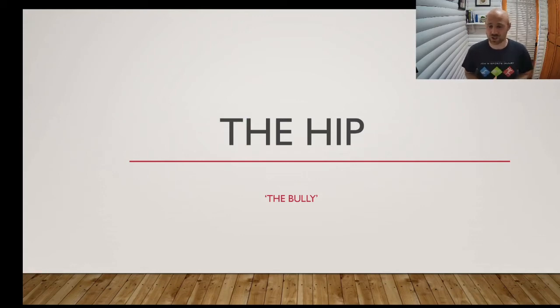Now the hip is a joint that I term the bully. It's a powerful joint that's crossed by lots of powerful muscles, and as a result it can really be problematic, not just for pain around the hip but also further down towards the knee and the ankle. So what we're going to do during this webinar is talk about some of the conditions related to the hip.